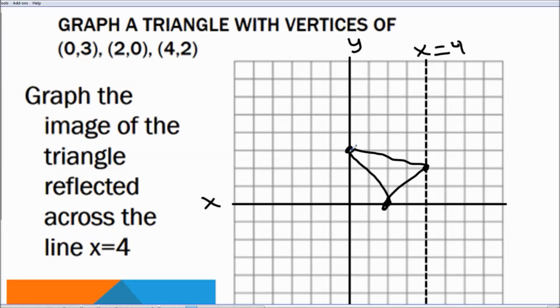All I'm going to do is figure out how far this is from my line. I'm going to do the exact same thing on the other side. So 1, 2, 3, 4, which means I have to go another 1, 2, 3, 4. And there's my new point. Same thing down here. 1, 2, which means I have to go 1, 2. This is 0 units away, which means it's still 0 units away. It's kind of like hinging on that point. And so connect my dots.